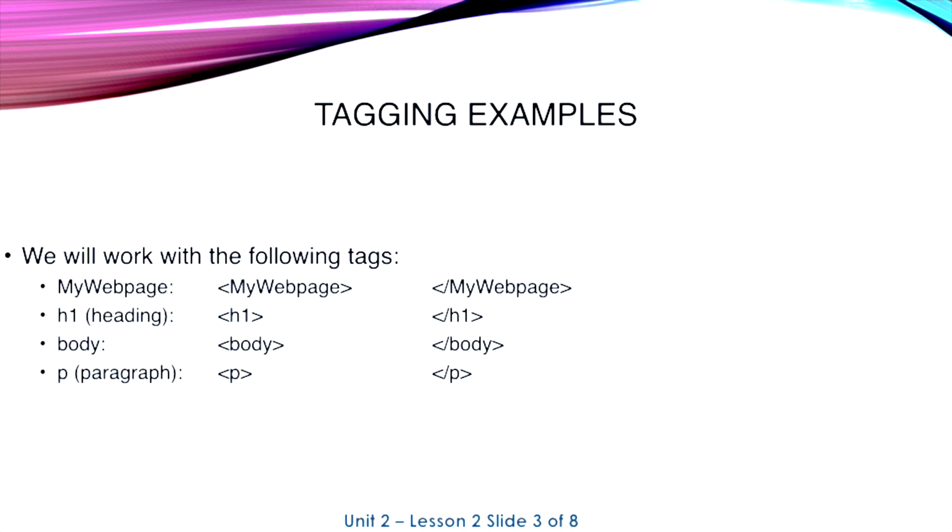This will tag the first heading in your document, and you open and close the tag in the same manner as before. We will use the tag body to describe the body text of the document. This is the main text. Again, as you can see on screen, the tag is opened and closed as with the other examples. Finally, we use P to describe each separate paragraph.